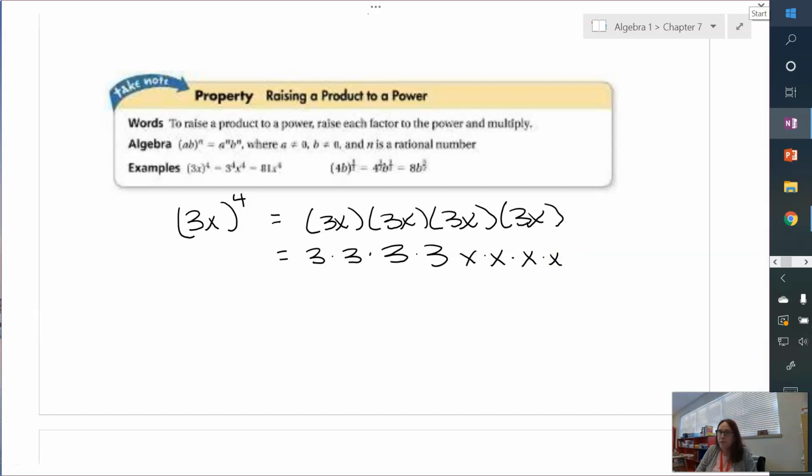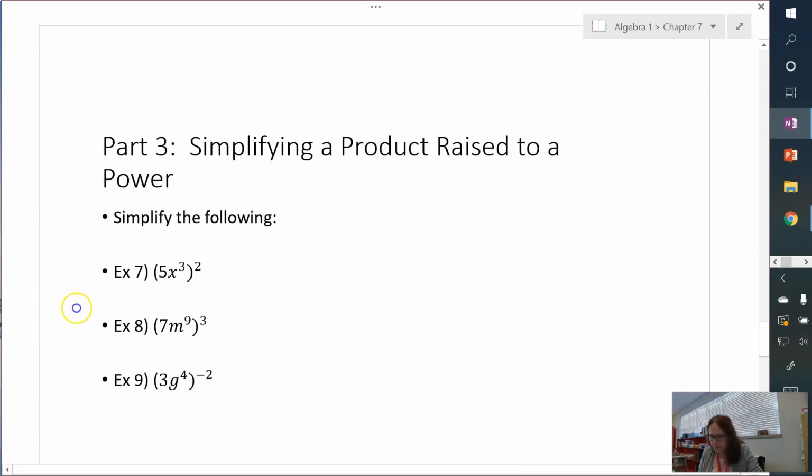Well, I have 4 3's all being multiplied together. That's the same thing as 3 to the 4th. I have 4 x's all being multiplied together. That's the same thing as x to the 4th. So look what happened. This exponent got applied to everything inside the parentheses. So as a shortcut, what you can do is you can take everything inside those parentheses and then apply the exponent to it. Let's do some problems.